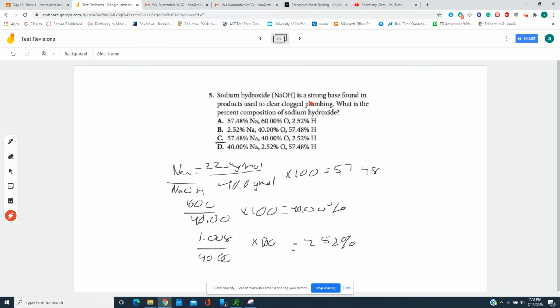Sodium hydroxide is a strong base found in products used to clear clogged plumbing. What was the percent composition of sodium hydroxide? So pretty much what you would do right here is divide the moles by each other. So you divide this by this, and then you multiply by 100. This is kind of similar to the percent yield one. So then you would get 57.48.